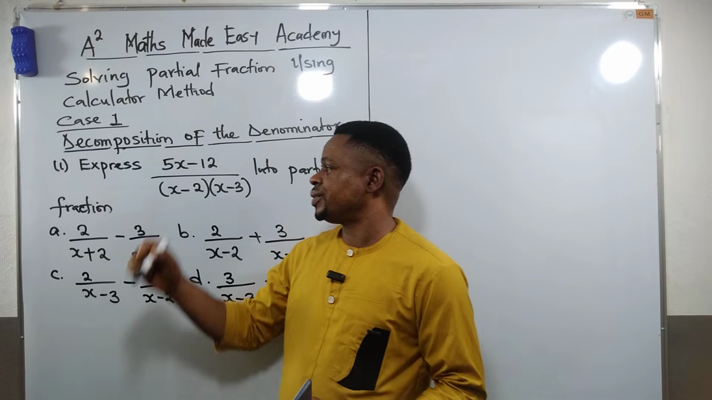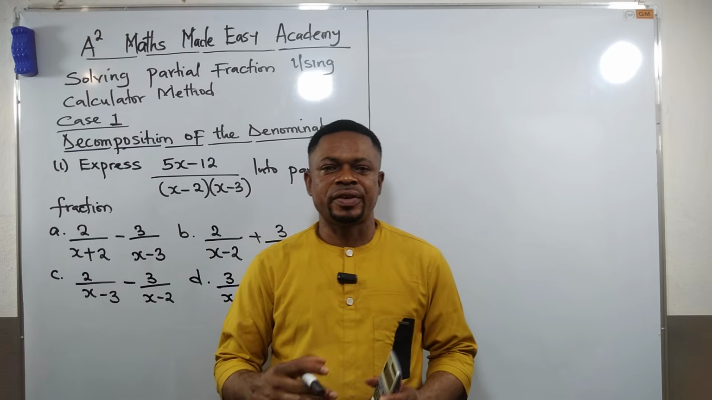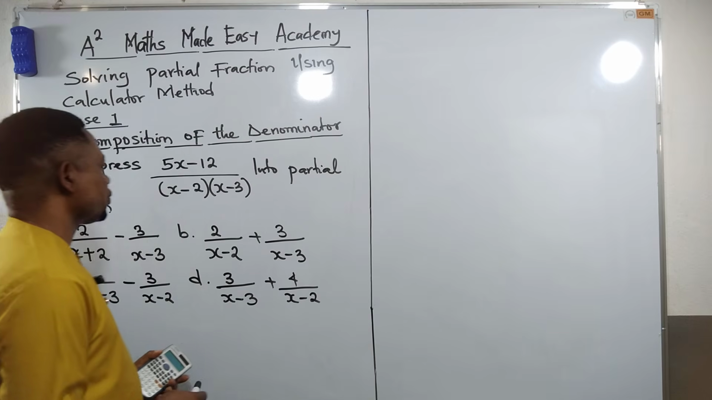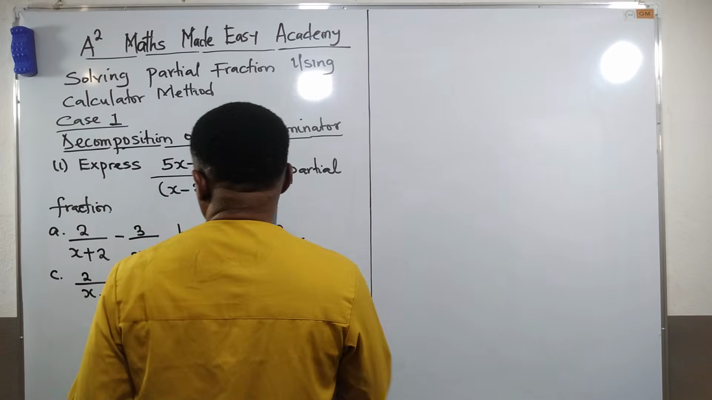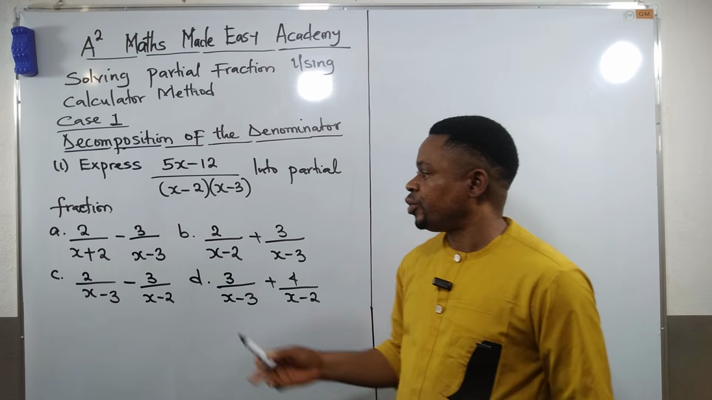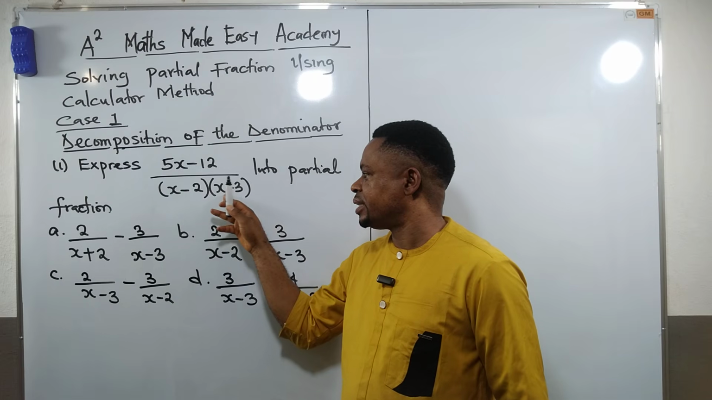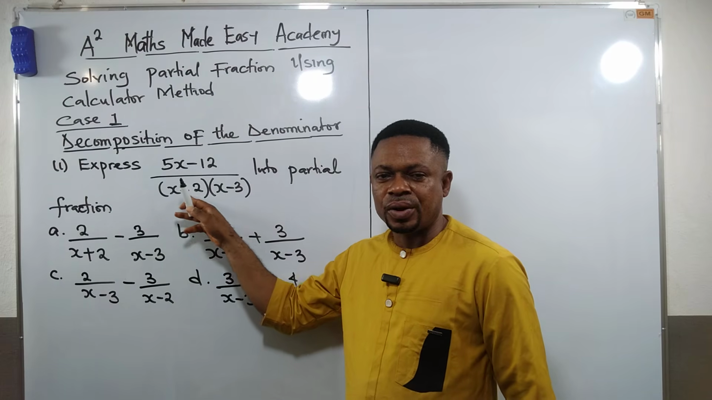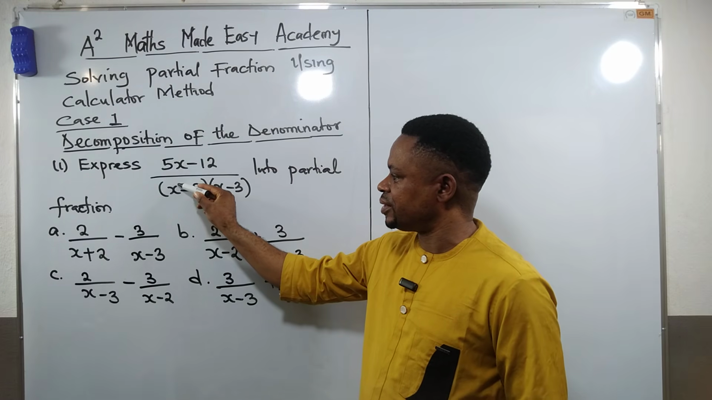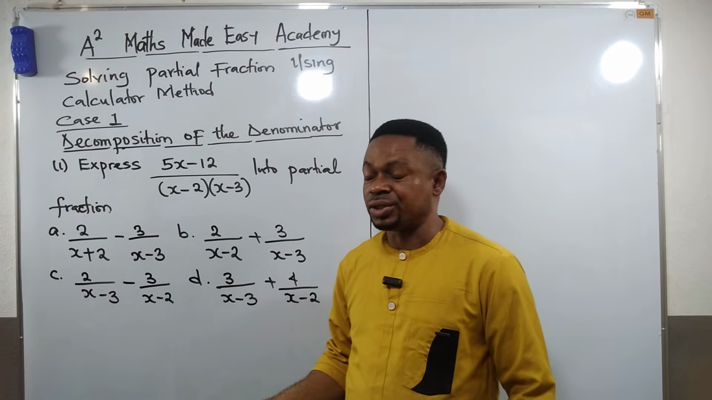Now, in partial fraction, we have about 4 cases. We're going to start with the first one, which is case 1. Look at it here, decomposition of the denominator. What do you mean by decomposition of the denominator? Try to let it be a linear factor or a linear function. And what do you mean by a linear function? When the power of x is 1. So which means the denominator has been decomposed.